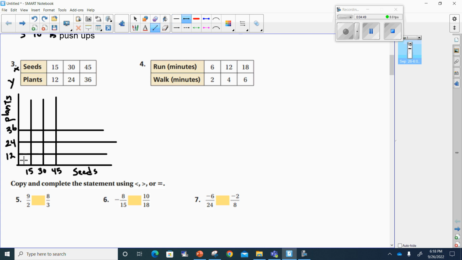And make my arrow, showing this going right through there, just like I did last time. Might even label these so it was obvious to the reader. This would be 15 and 12. This one would be 30 and 24. And this one would be 45 and 36. All right, number 4 is for you to do. I'm off to number 5 finally.